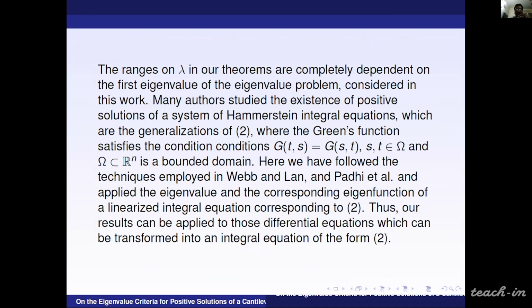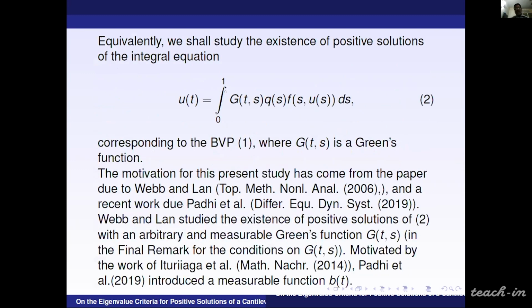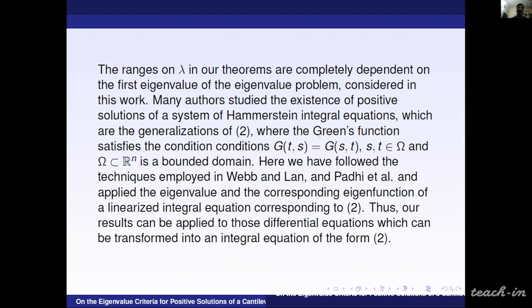Just after this slide, I'm going to show you. Many authors, recently Cheng et al., published a paper in 2019 in Communications in Applied Nonlinear Analysis, where they studied a system of Hermitian type integral equations. These are a generalization of this integral equation, but they made the condition that G should be symmetric, that is, G(t,s) should be equal to G(s,t). This condition is required in the domain they are considering, which is a bounded domain. We tried to avoid that condition here.